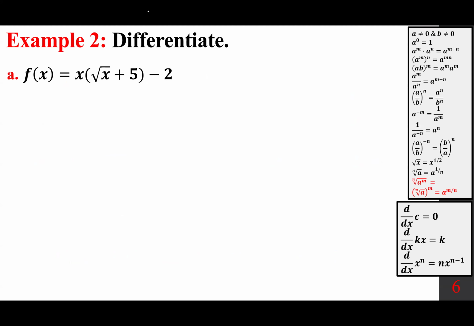F of x is x times the square root of x plus 5 minus 2. To differentiate this, we are going to use some algebraic techniques first. We're going to write the square root of x as x to the power of 1/2. Then we notice this has exponent 1, and for the product of these two, we use the product rule.